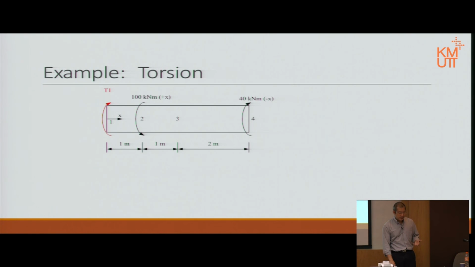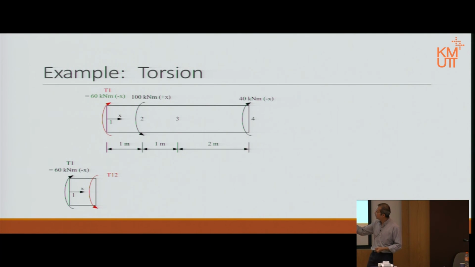Once we calculate T1, then of course we will look at the internal torsion between 1 and 2, cutting between 1 and 2. The torsion we call T12. Simple calculation. There we are.